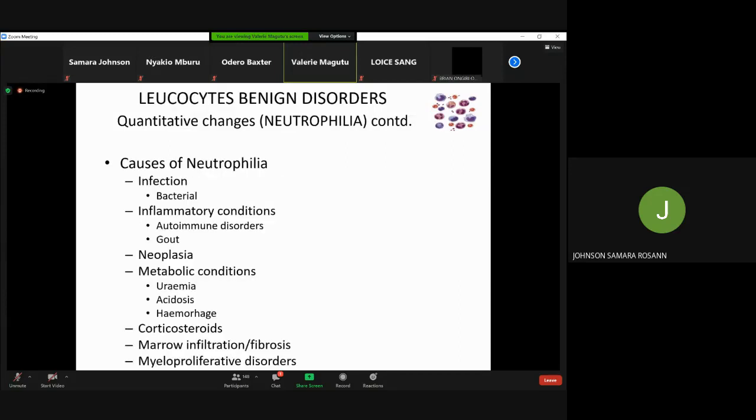So some of the common causes of neutrophilia are infection, and specifically bacterial infection, inflammation, specifically acute inflammation, or in situations like autoimmune disorders or flare-up of gout. You can get neutrophilia in metabolic conditions like uremia or acidosis, or post-hemorrhage, the use of corticosteroids, if your marrow has been infiltrated or it's early fibrosis, and the marrow becomes a bit hostile to the neutrophil, in terms of the environment is not as welcoming, you'll find more neutrophils are in circulation, so you can get a neutrophilia then. For the myeloproliferative disorders, we'll cover that in the classes.